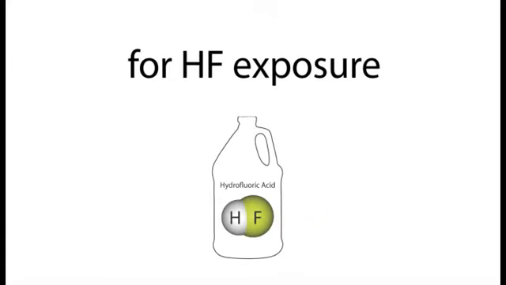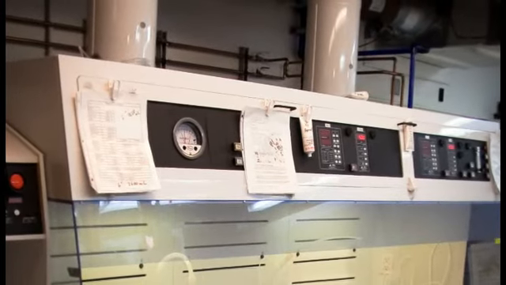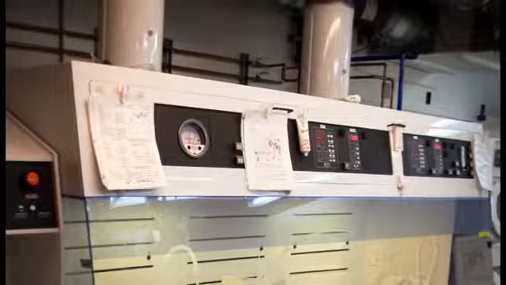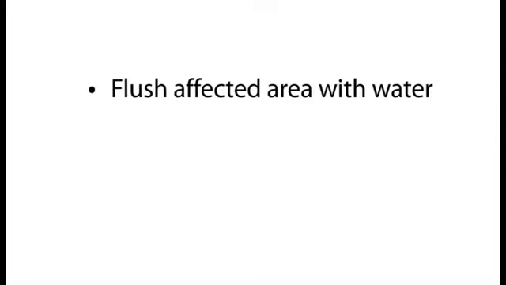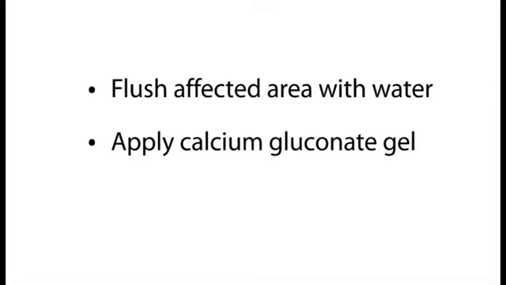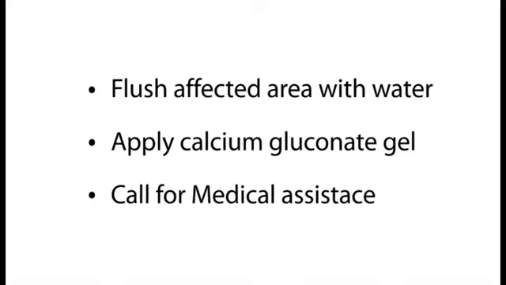For HF exposure, follow the procedures posted at the wet bench. Flush the affected area with water for 2 to 5 minutes, then apply the calcium gluconate gel. Massage the gel into the affected area and then call for medical assistance immediately. Take the packet from the wet bench with you.